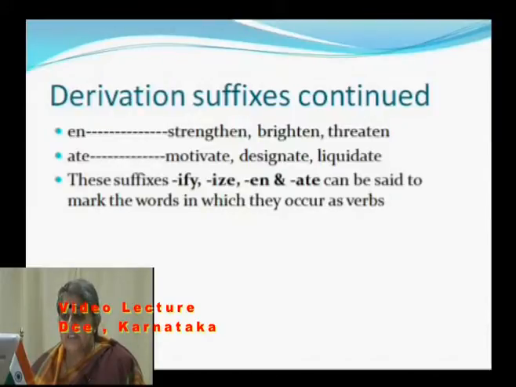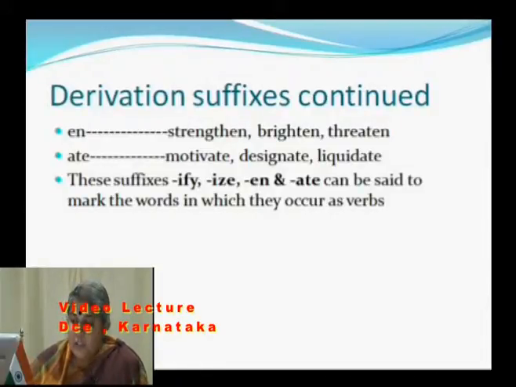These suffixes, which I have already told you: ify, to give you another example, glorify or purify or amplify; ize, polarize or neutralize; en, frighten, brighten, weaken, flatten; ate, motivate, designate, can be said to mark the words in which they occur as verbs.